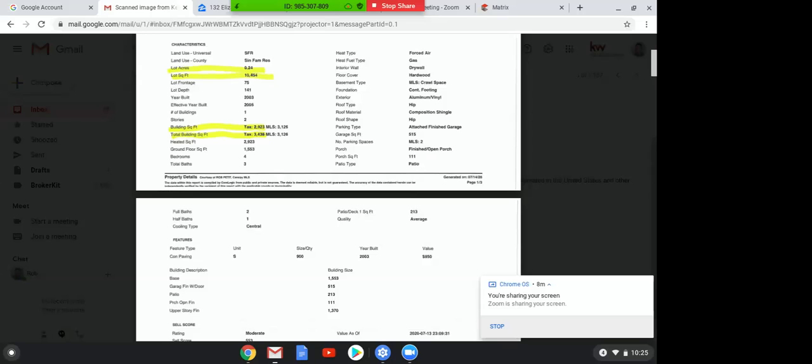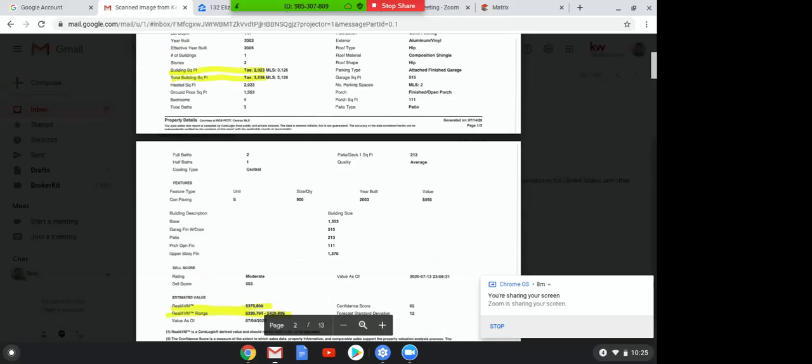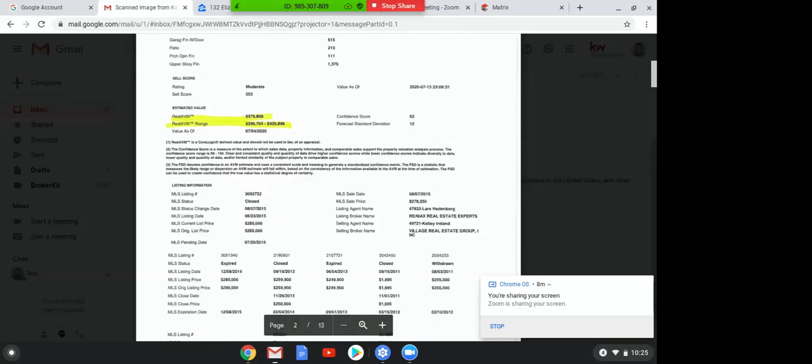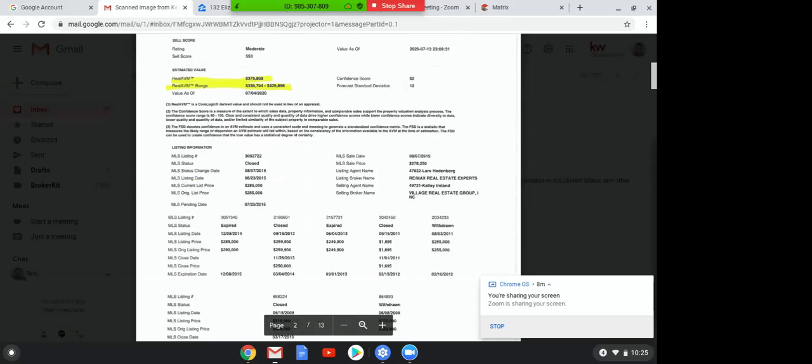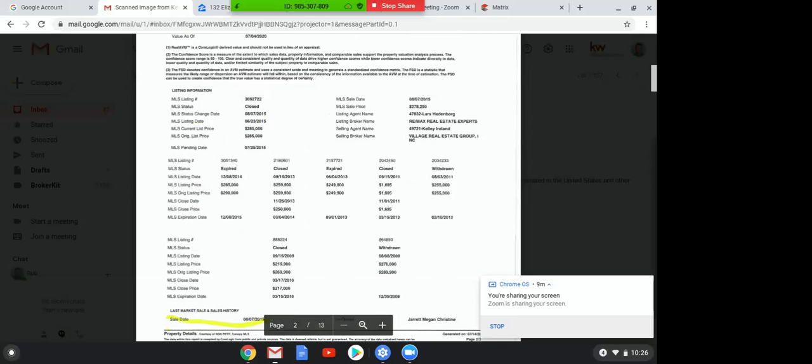Well, I have to find out if it's on a septic so I can make sure that's correct. But that's what the town hall says. And then a few other things I just want to look at. They have an estimated value there of 375. Now that's just a big range of 330 to 420. I don't know how they came up with that, but it's just an indicator I want to look at.